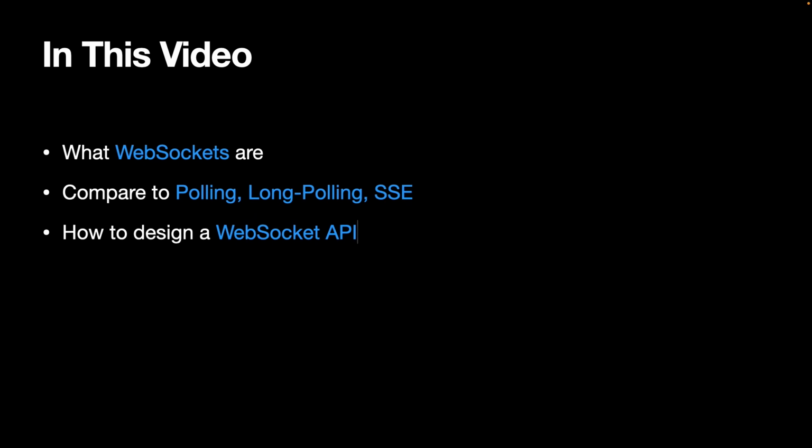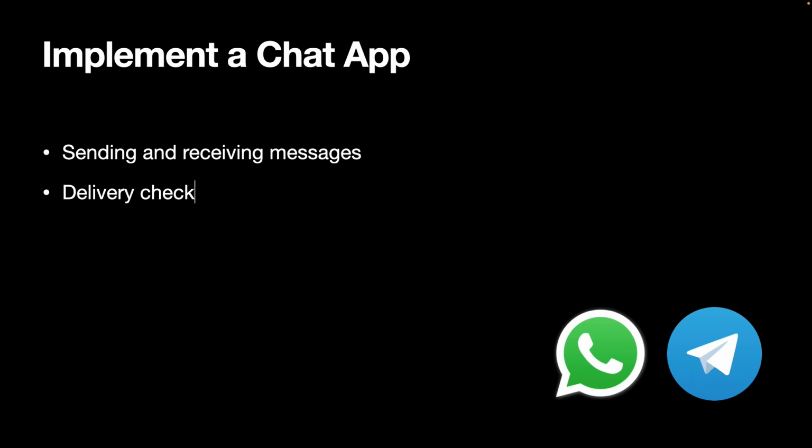how you can design a WebSocket API for a mobile system design interview, and how to use them in iOS and Android. Let's dive in. Let's say we're implementing a chat application such as WhatsApp or Telegram. We need to implement sending and receiving messages, delivery checkmarks, and typing indicators. Most importantly, those features should work in real time, meaning we should see updates as fast as possible.